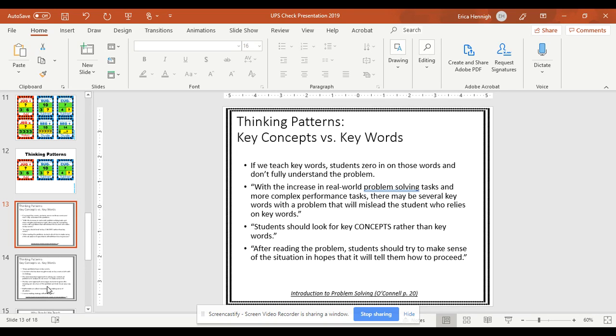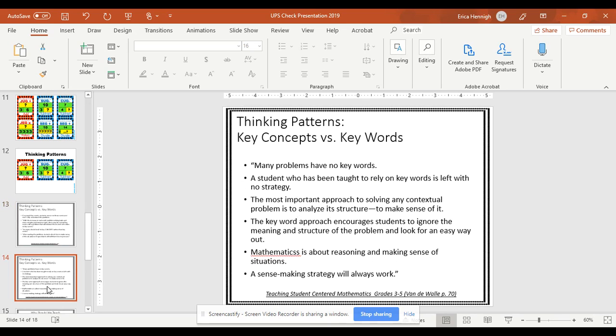So we want the kids to focus more on the concept or the situation that's happening rather than the keywords. They need to be able to pull out the words and the meaning from the situation rather than focusing on keywords in a problem. And I'll give some more examples of that throughout the year so that you guys can see some examples of that.